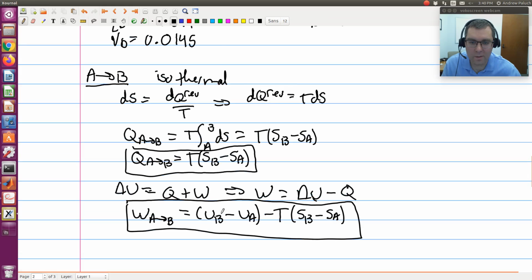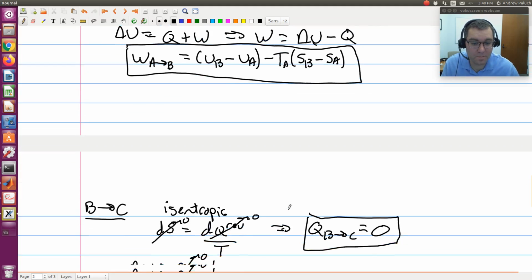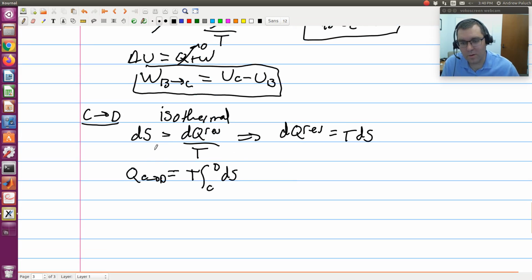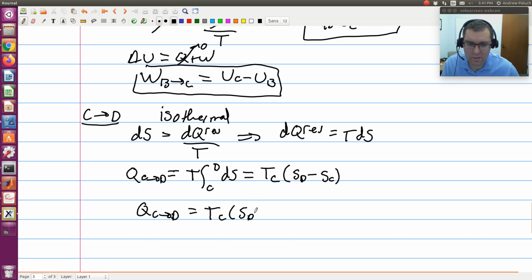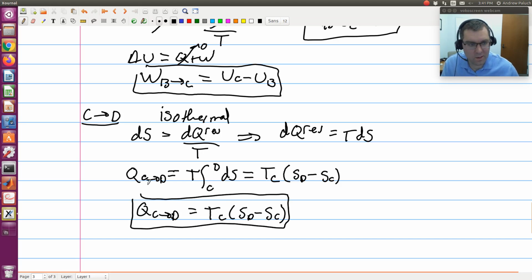As a note, remember T is the same in states A and B, so you could write down either T. Let me just write down, say, TA, because I'm going to have the same thing down here. The integral of TdS is going to be equal to, since the temperatures at C and D are the same, TC times SD minus SC. So I get that Q in going from C to D is just equal to my temperature at C times SD minus SC. Box that in. How do I get W?